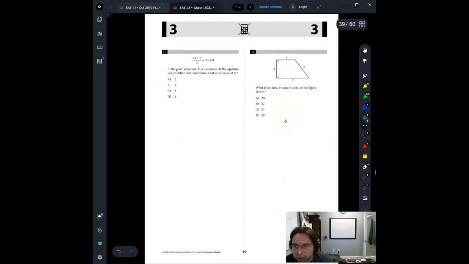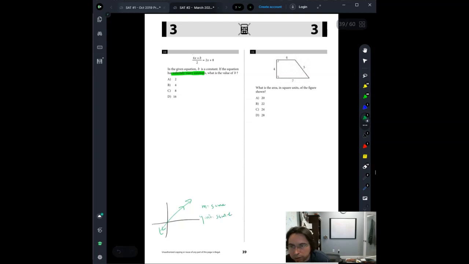Number 10 here. So here we see we're having infinitely many solutions. Remember, when we have infinitely many solutions, essentially what we have is a line where they're on top of each other, and we know that the slopes are the same and the y-intercepts are the same.